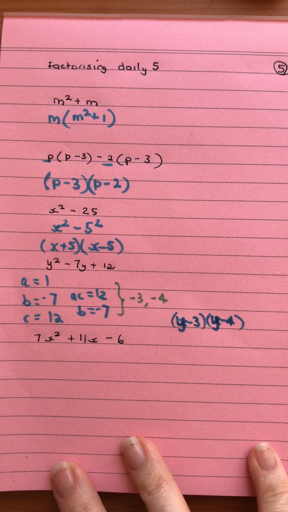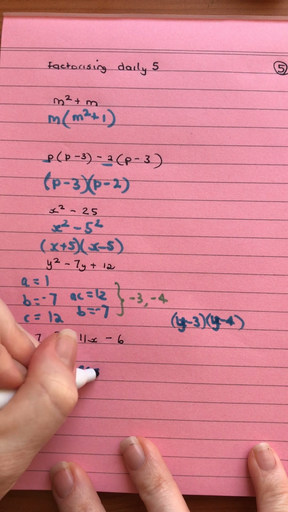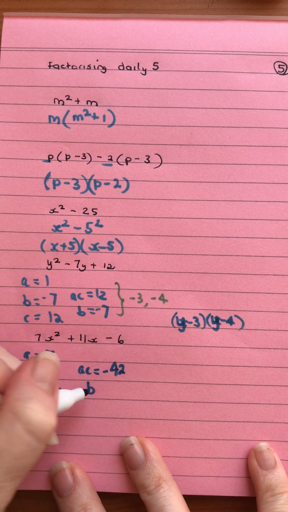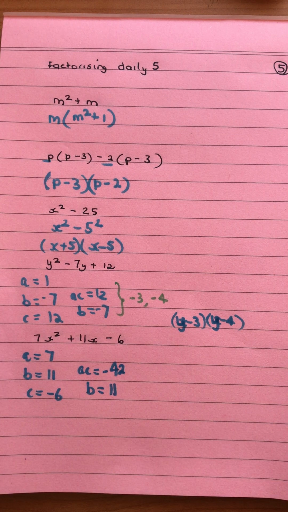The last one we have is our non-monic quadratic. So we're writing down our a equals 7, b equals 11, and c equals negative 6. So our AC is equal to negative 42, and our b is equal to 11. So we're wanting two things that will go into 42, but we have a negative and add to 11. So a positive number and a negative number, and that will add to 11.